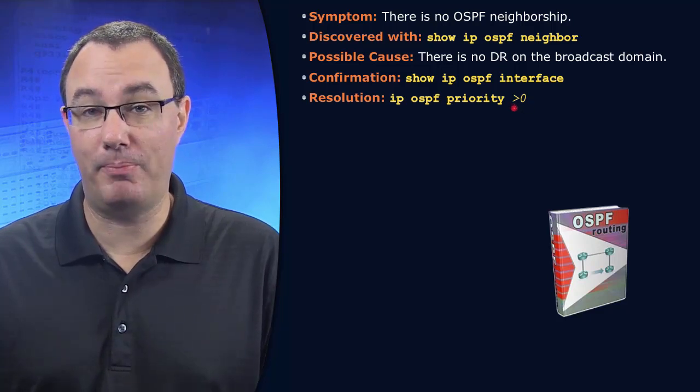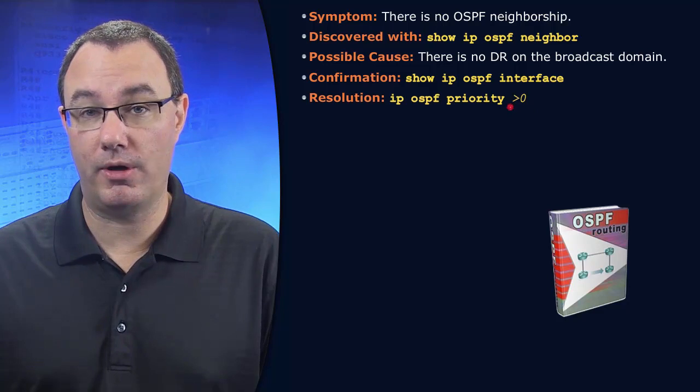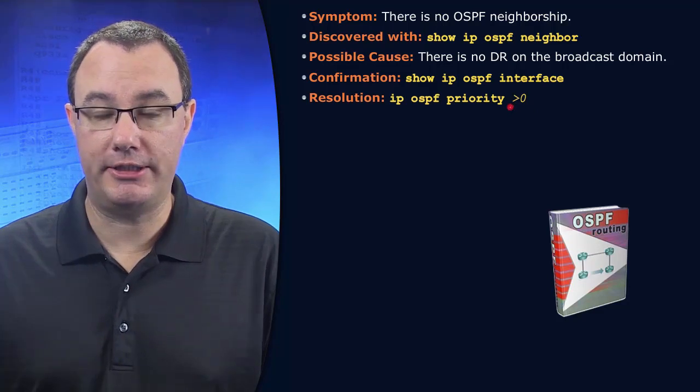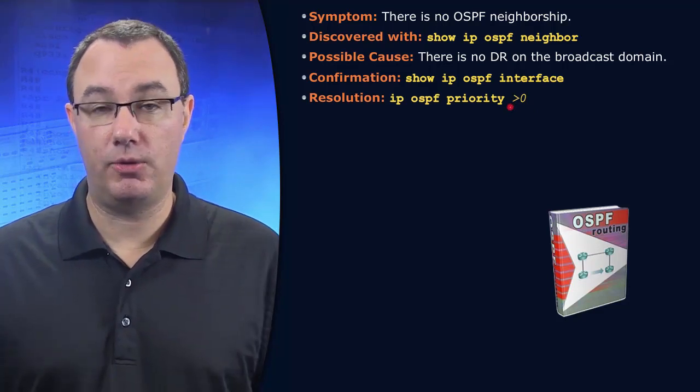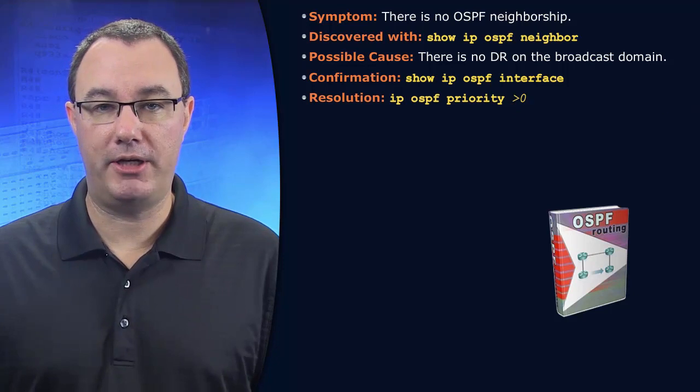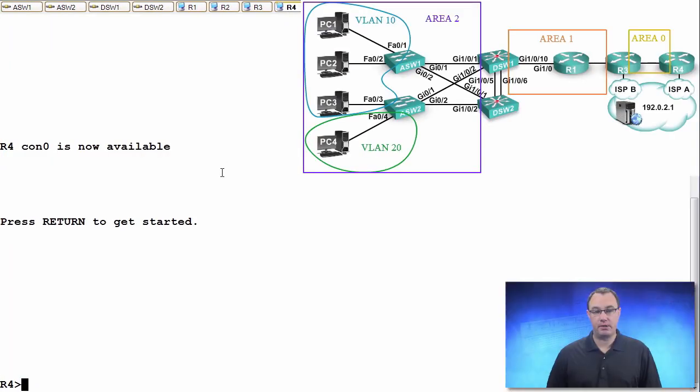So if you set it above 0, 1 or higher, then you are increasing the likelihood and the willingness of becoming a designated router. But we have to understand that a 0 means we will absolutely not form that neighborship.